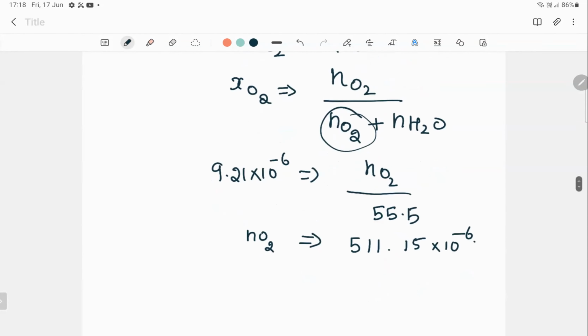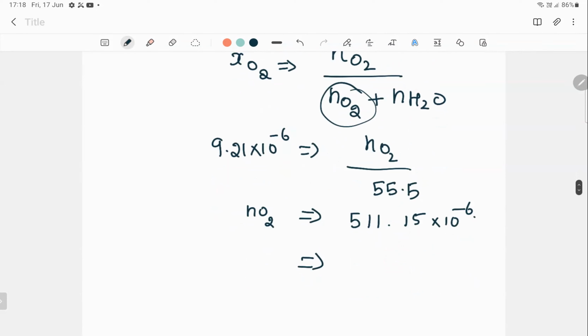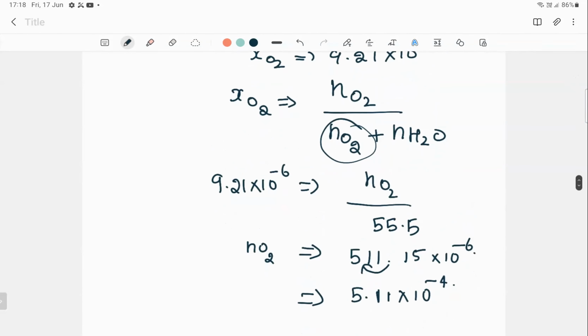So, has anyone got this answer? This is the answer. Again, bring it here, which means 5.11 into 10 to the power minus 4. Clear? Got this one now?